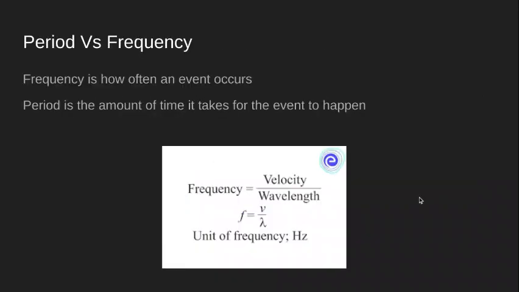Now, period and frequency. Frequency is how often an event occurs. In this situation with waves, it is how many waves are traveling during a short period of time. Period is the amount of time it takes for the event to happen. Frequency is measured by the number of waves that pass by each second, and the unit of frequency is hertz.